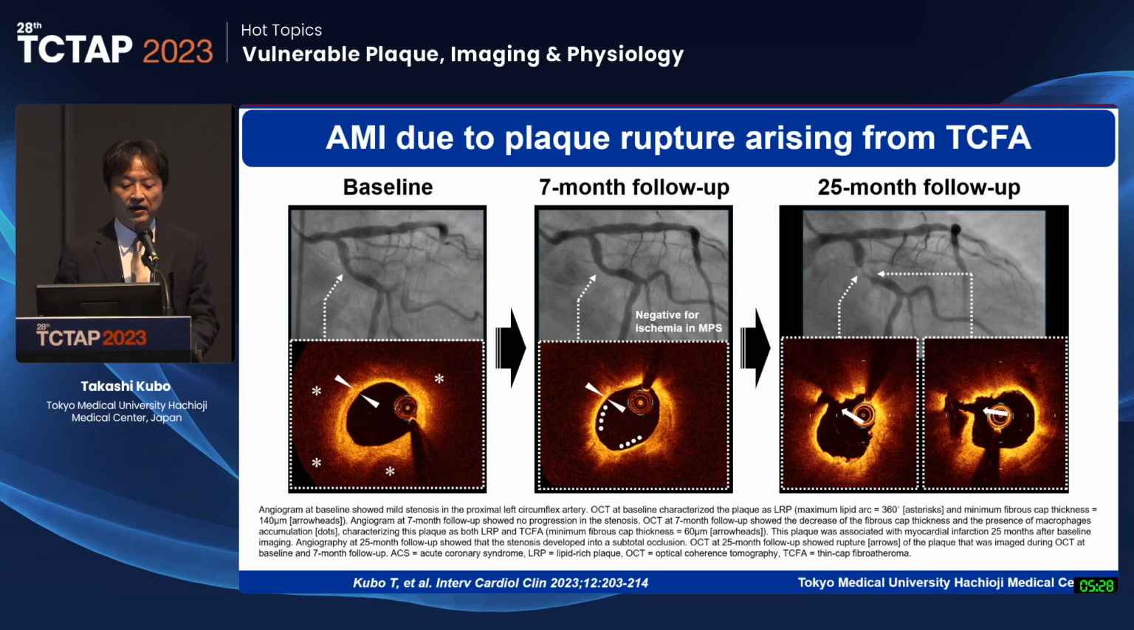Also, in this case, baseline angiography demonstrated mild stenosis in the LCX, and OCT demonstrated circumferential lipid-rich plaque, but the TCFA was fibrotic. At 7-month follow-up angiography, there is no progression of the stenosis, but OCT demonstrated fibrous cap thinning and macrophage infiltration. At this time, myocardial perfusion scanning was negative for ischemia. At 25 months follow-up, this patient had a STEMI, and the plaque ruptured and caused a thrombotic event.